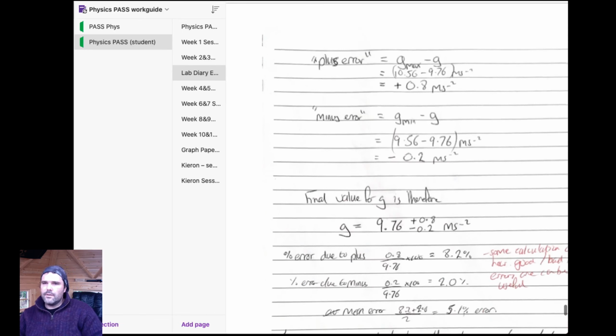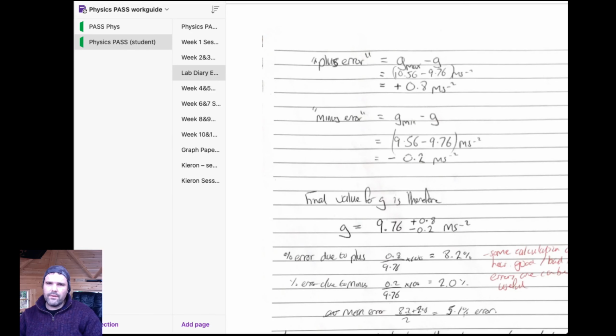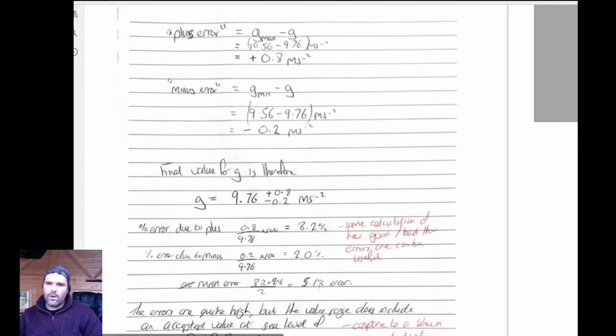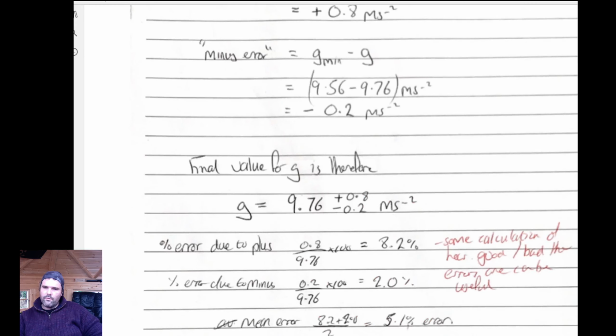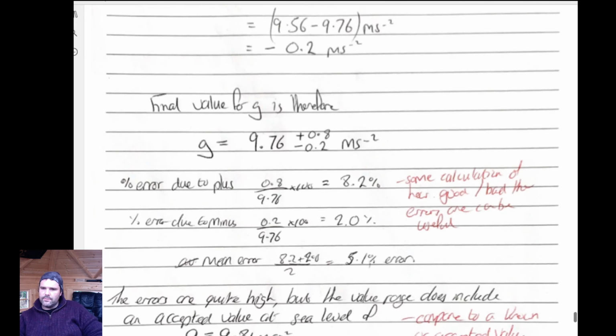So, right at the very end, we've got an error in our value of g and we've quoted it. You'll notice in this case, what I've actually done is I worked out both the plus and the minus, and I got different values, so you can write that as a slightly different way of writing errors. You can do a different plus and minus value, as I've done there, 9.76 plus 0.8, but minus 0.2. So you can do that way if you want.